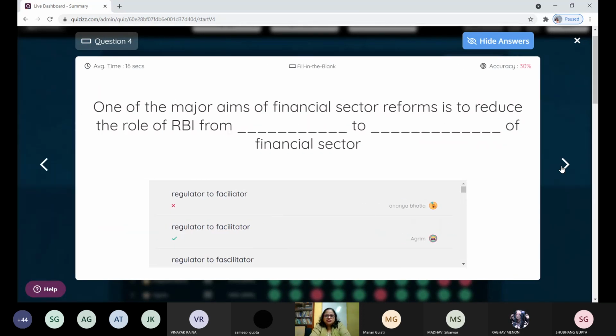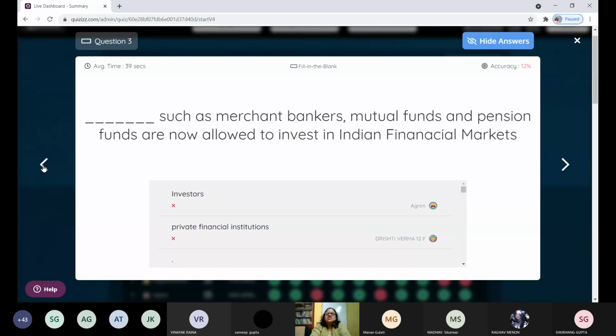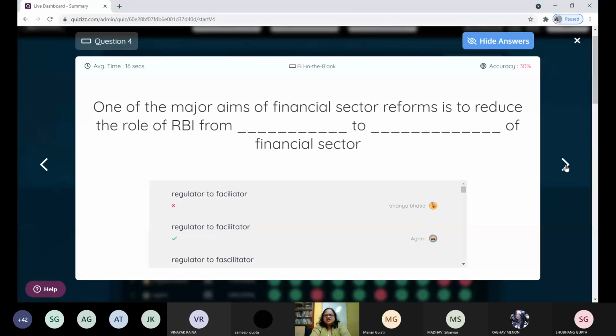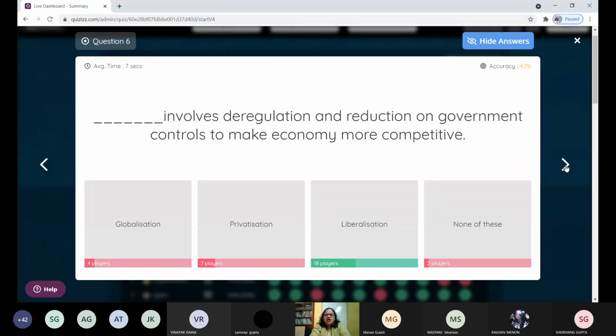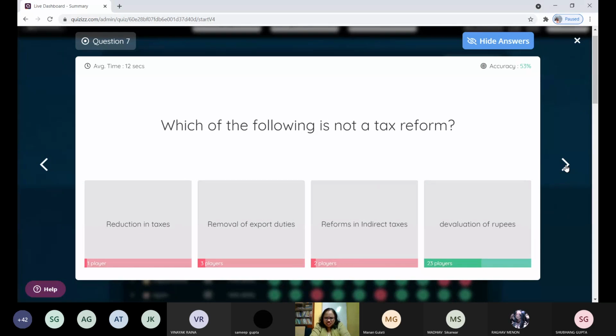All right. So the previous one, what will you write for the previous one? Such as merchant bankers. So foreign institutional investor is the answer, children. Foreign institutional investors. One of the major reforms, regulator to facilitator. For the lower form and uppercase, I will take it. I will consider. Now GST is expected to reduce tax evasion and generate additional revenue. Then involves deregulation, of course, liberalization. We did it today.